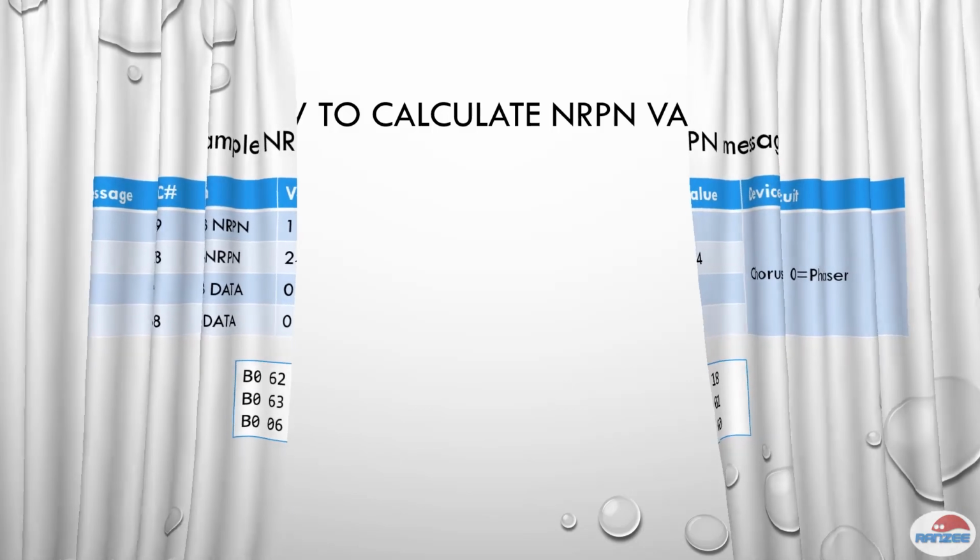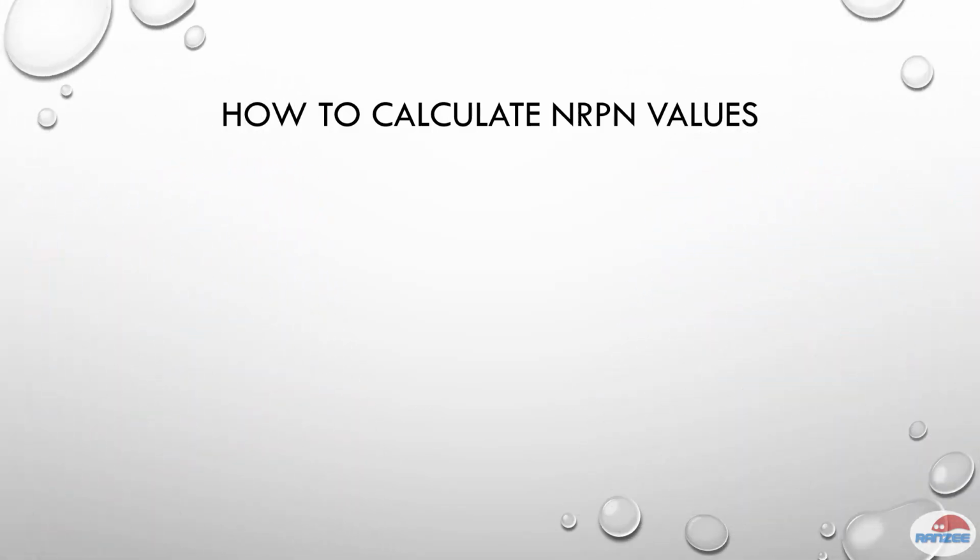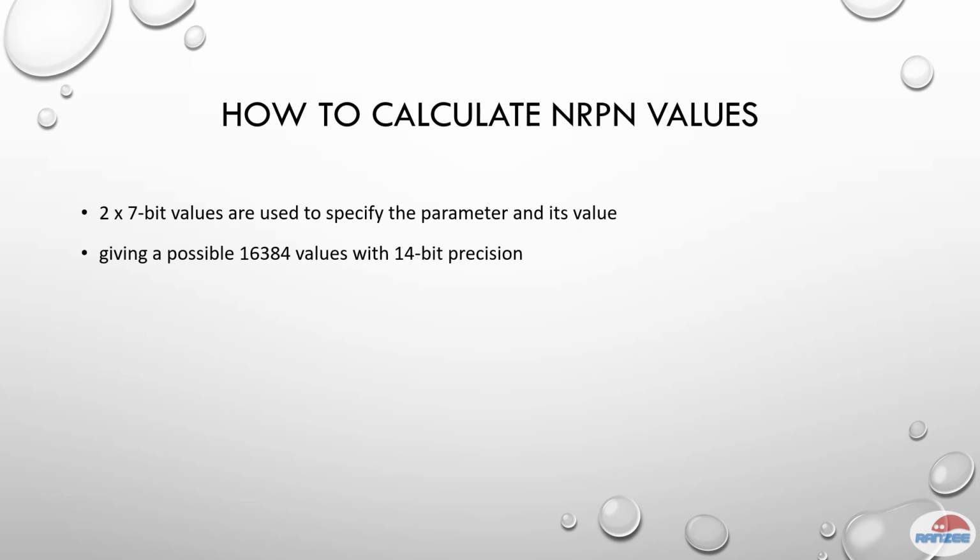Okay, so how we calculate NRPN values, remembering that we've got those 4 messages, 2 that specify the parameter and the other 2 that specify its value. Those 2 paired messages are 2 times 7-bit values, which gives us 14-bit precision, or 16,384 values, which I mentioned before. These are split up into those terminologies that I showed you before, MSB and LSB: most significant byte, or the coarse value, and least significant byte, which adds to the fine value.